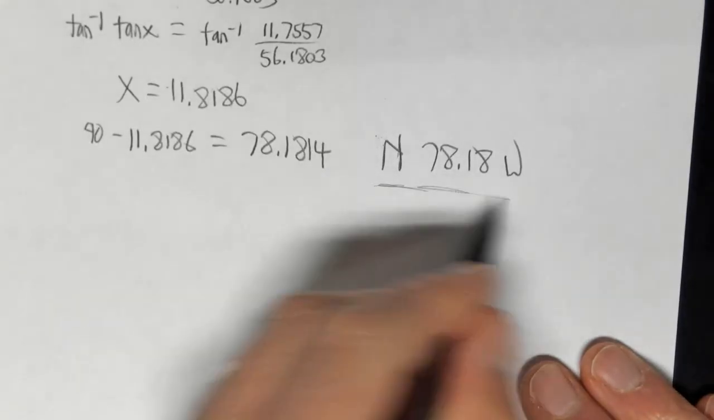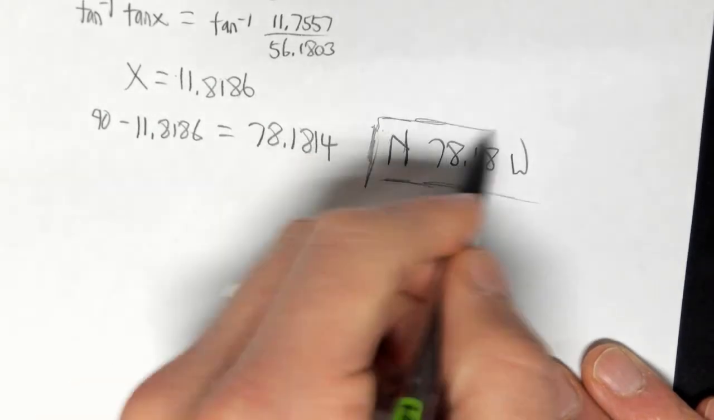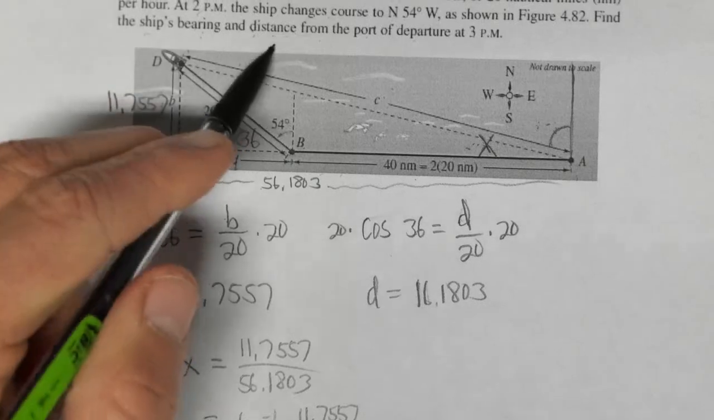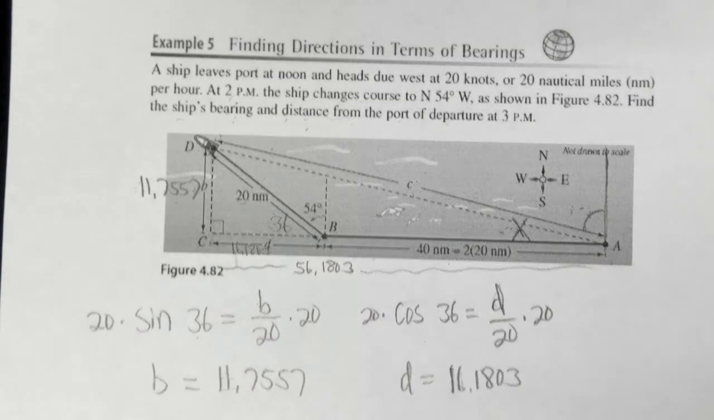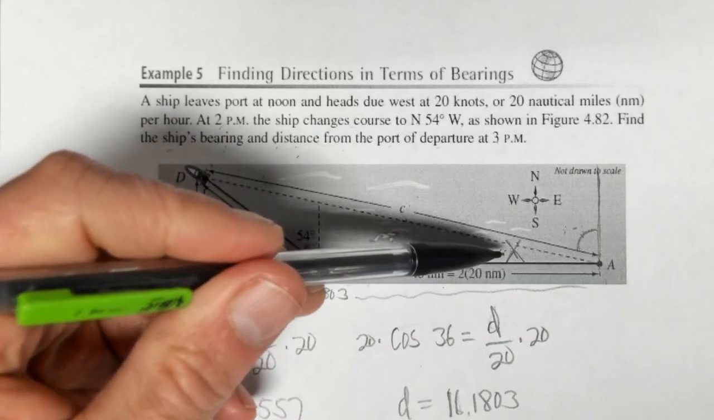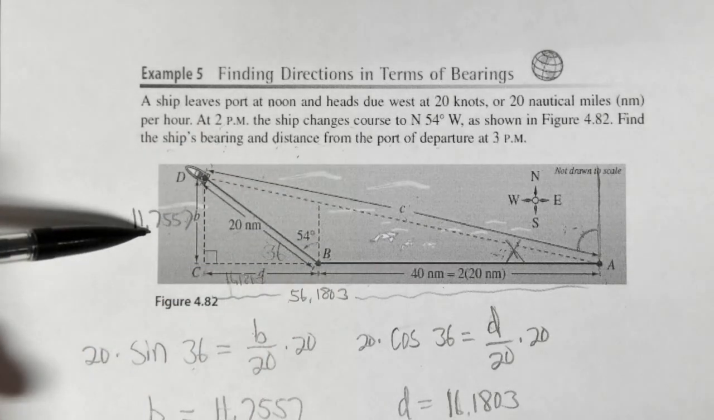So there's your bearing. That's only part of the answer, because what else did they ask me to find, if you notice? The other thing they asked me to find is the distance as well. I need to find this value of C, and now that I have this angle, I can go ahead and find C, probably with sine if I wanted to.